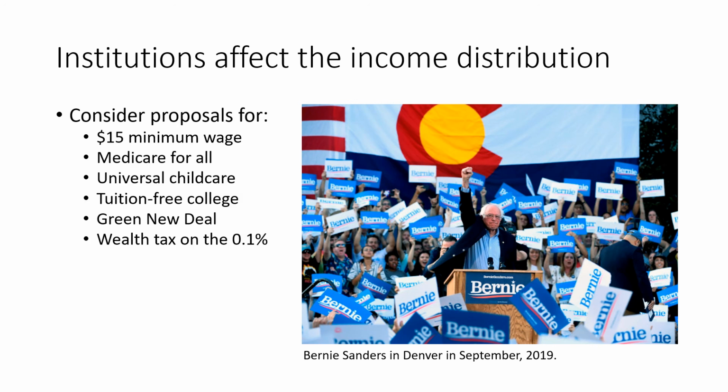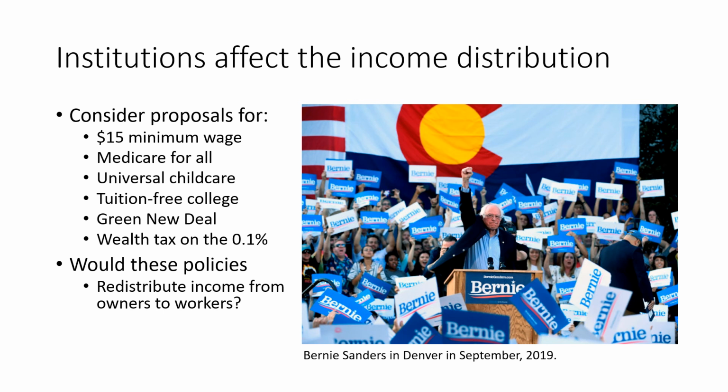So if you consider proposals for, say, a $15 minimum wage, or Medicare for all, or universal child care, or Green New Deal, or a wealth tax on the richest 0.1% of the population, all those policies would change the income distribution. A thing to think about is, would these policies redistribute income from owners to workers? Is that fair, if you think that's the effect? And there, it depends on what you believe is fair. How much income should go to workers and how much income should go to owners.